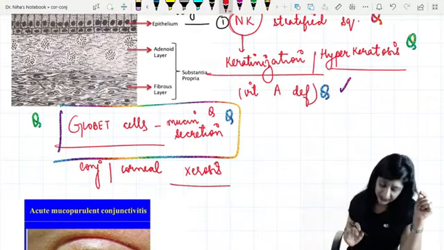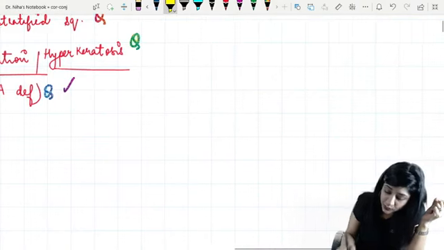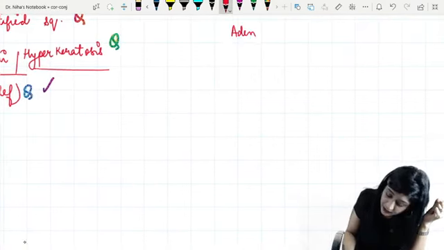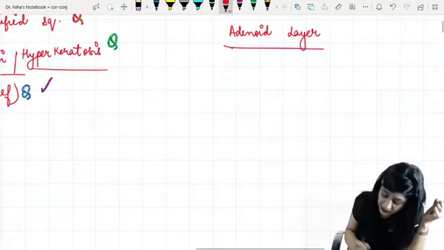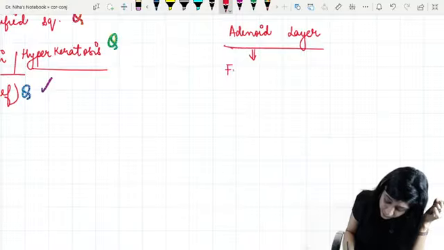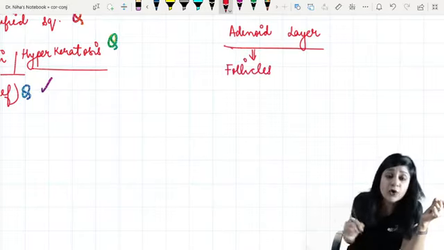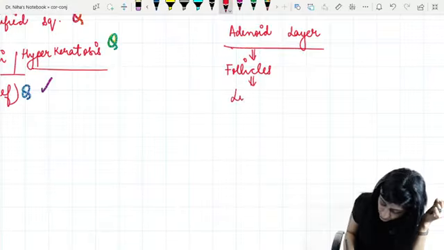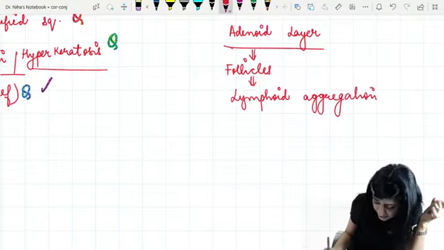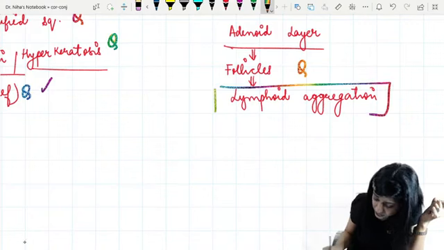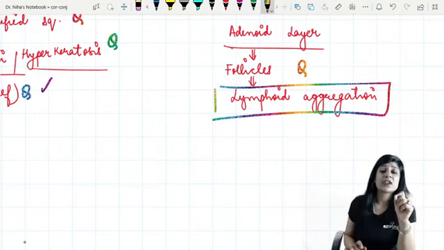The second layer is the adenoid layer. Now what is the function of this adenoid layer? Whenever I am talking about the adenoid layer of the conjunctiva, this consists of the follicles, and follicles means you will have lymphoid aggregations. This is again a third question that could be asked. Whenever we have follicles and lymphoids, we have the follicular kind of conjunctivitis.